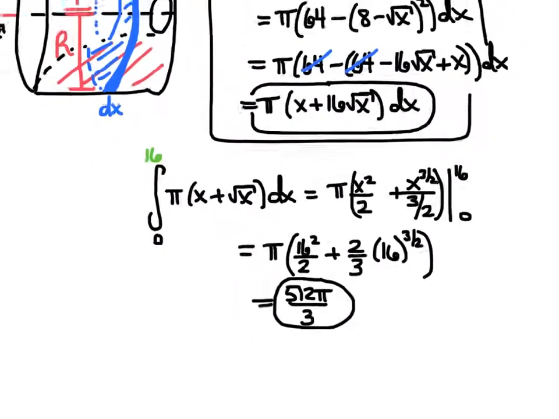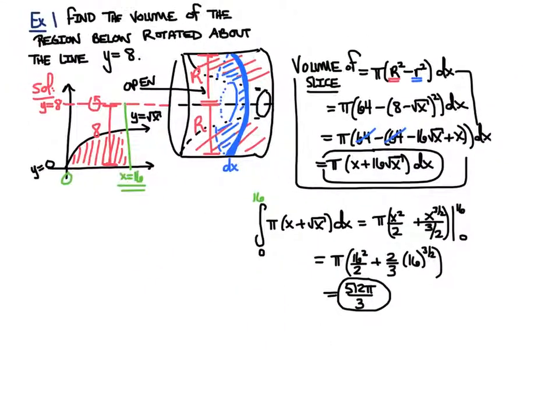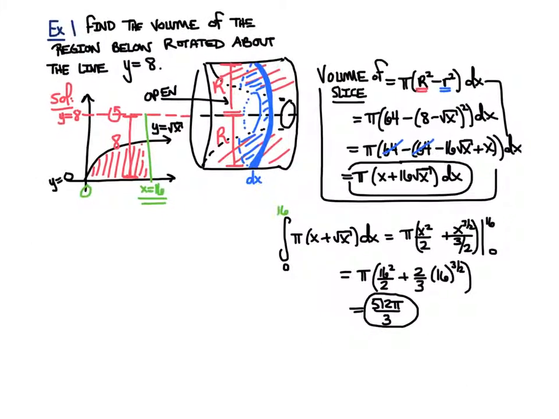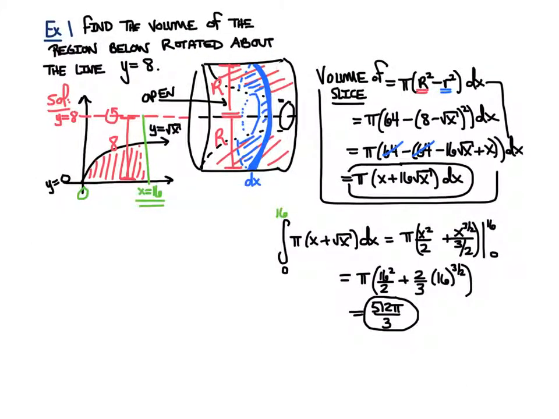Let's zoom out here so we can see the whole procedure. That represents the volume of this figure, which was rotated about the line y equals 8. The hardest part here was finding big R and little r based on the figure.